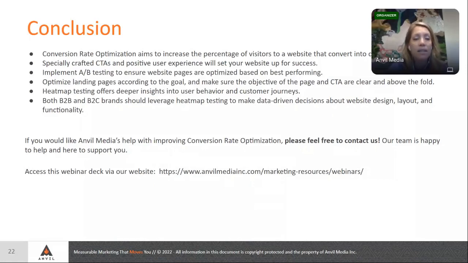Heatmap testing is an excellent tool that offers much deeper insights into user behavior and customer journeys. And if you are a B2B brand or a B2C brand, pretty much any type of website would benefit from leveraging heatmap testing because it allows you to make those data-driven decisions. You're not just guessing about website design, layouts, functionality. You actually have the data to back up your decisions. So all of those are really going to help improve your conversion rate optimization.